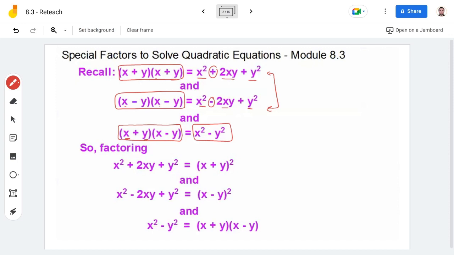It's only in this situation. So if you look at the factoring, now if I give you a question that looks like this one, you can factor it by returning to its original form, which is x plus y squared. Or if we have x squared minus 2xy plus y squared, we can get it back to the original x minus y, both to the power of 2. Or x squared minus y squared can be written as x plus y times x minus y.